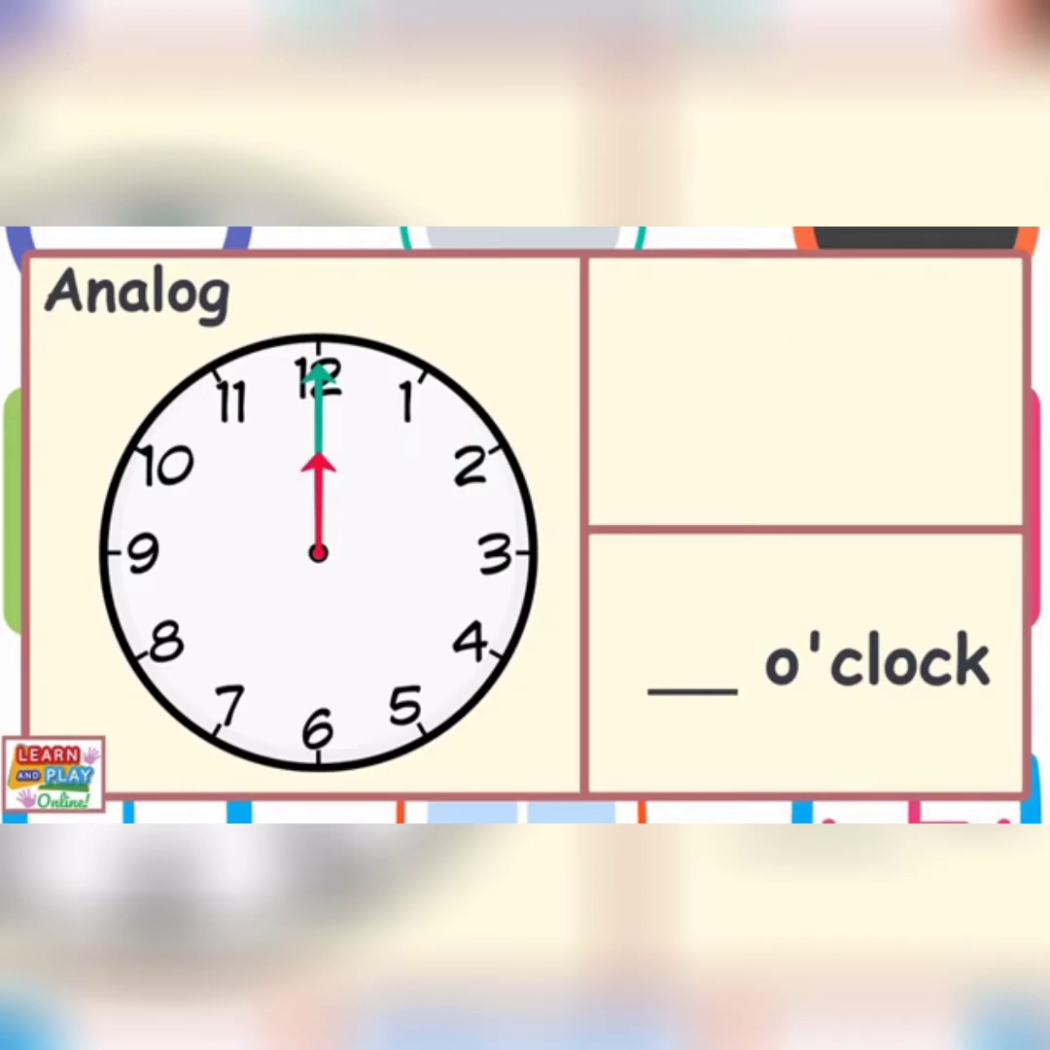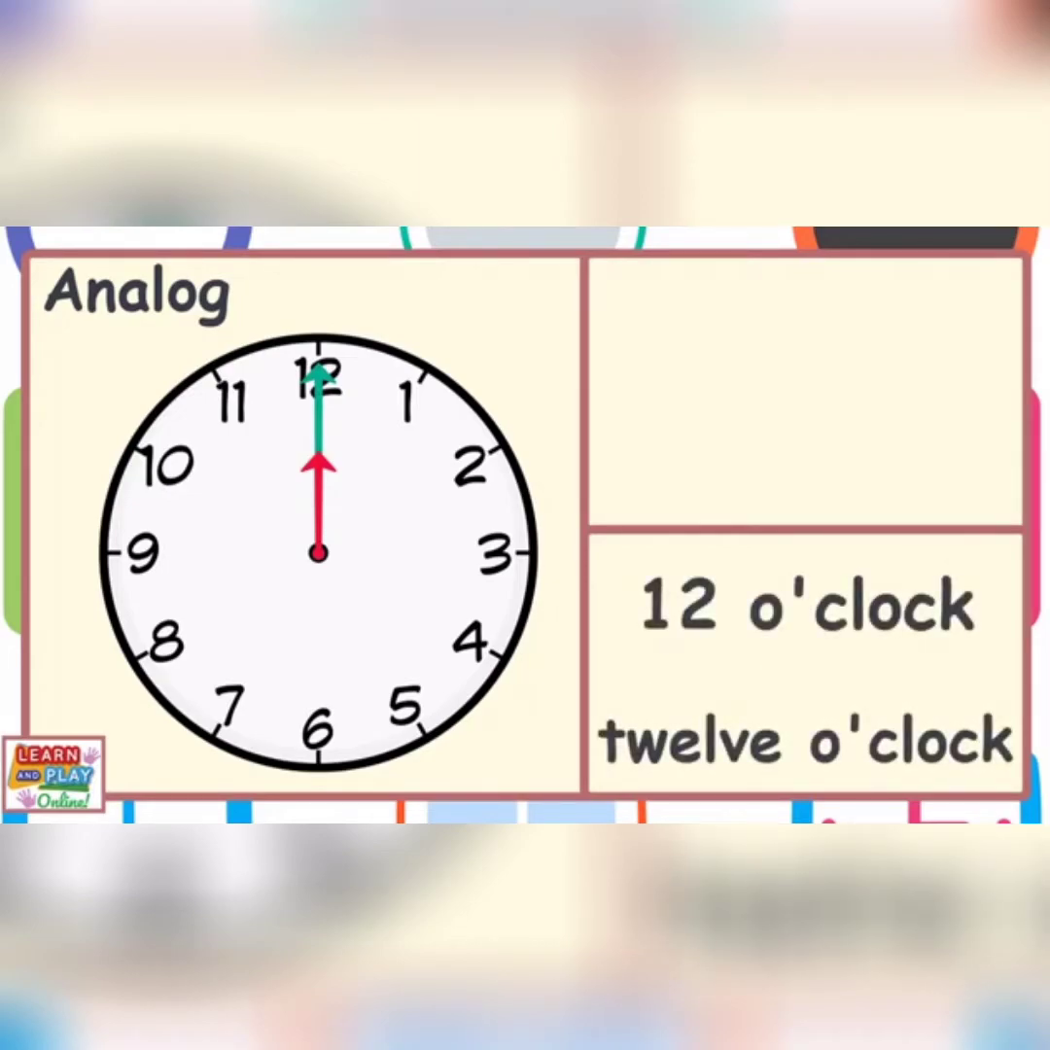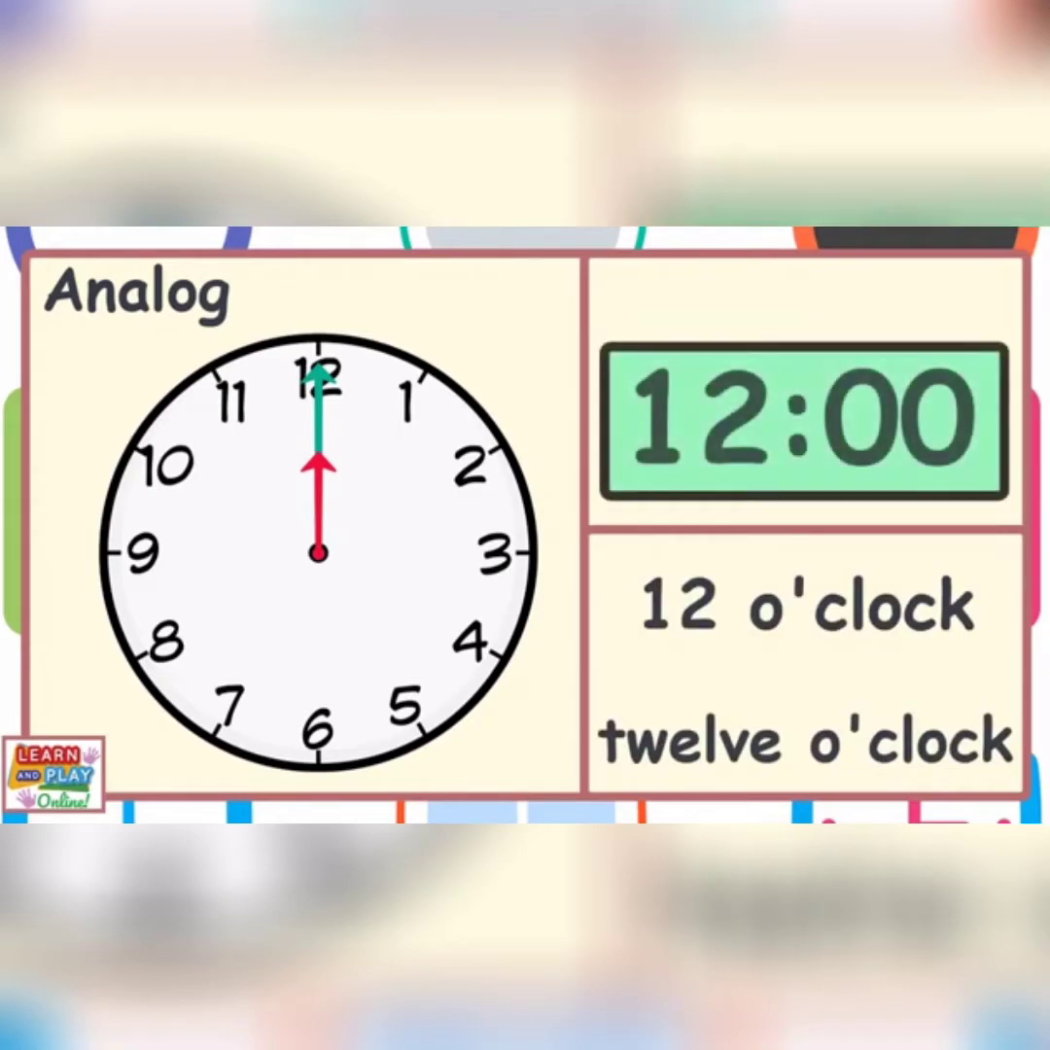When the minute hand is pointing to number 12, it is o'clock. Let's see the time. The hour hand and the minute hand are both pointing at number 12. Therefore, it is 12 o'clock. Now, look at the digital clock. Number 12 is the hour, and 00 is the number of minutes. So, in both the analog and the digital clock, it is 12 o'clock.